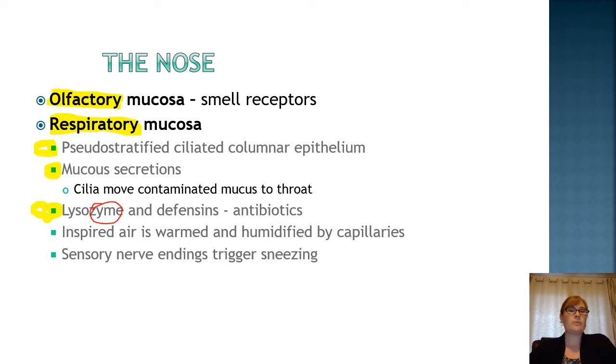We already talked about air that is inspired, or breathed in, becoming warmed and humidified by the capillaries in those mucous membranes or below the mucous membranes. Also, what can happen in this region is that sensory nerves can trigger sneezing. So that's almost like a little reflex that can happen there.